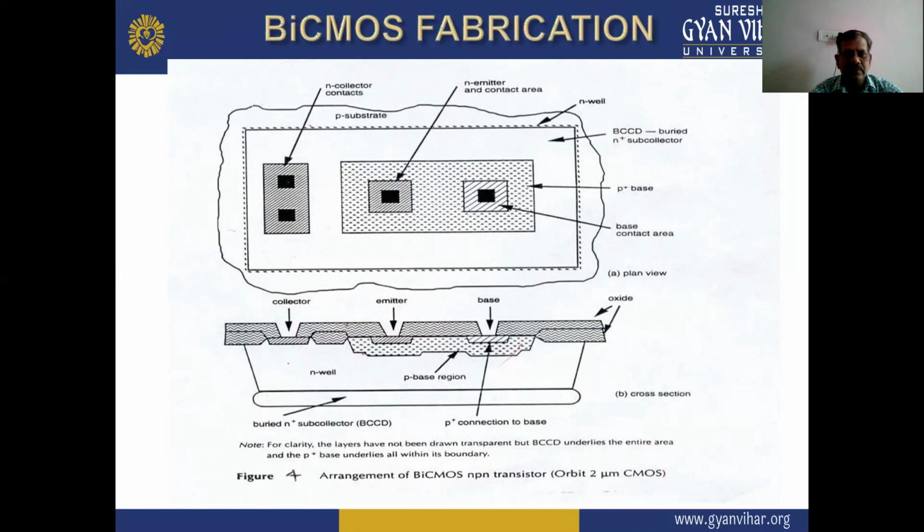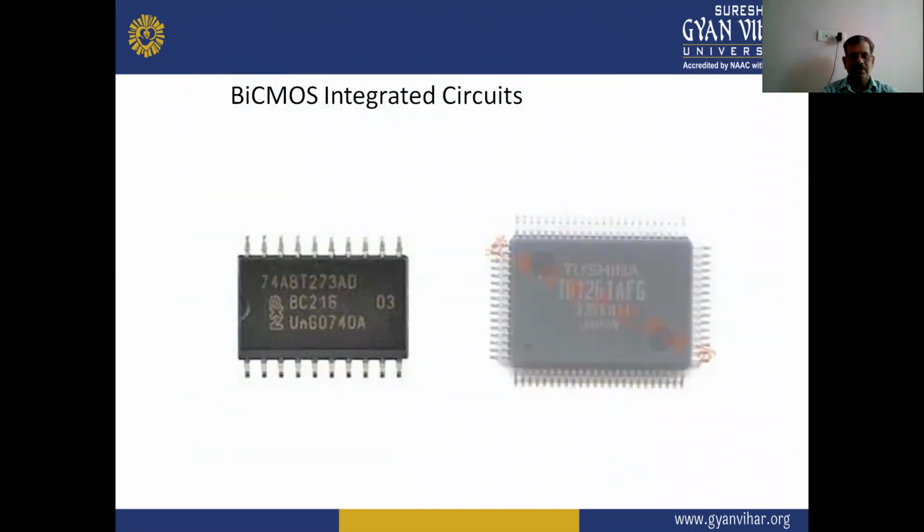So here collector, emitter, base are the 3 terminals of this device, and also an oxide layer in this diagram, and also N well and P base region here, and buried N plus subcollector and P plus connection to the base. So for clarity in this diagram, layers have not been drawn transparent, but the buried layer underlies the entire area and the P plus base underlies within its boundary. So this is the BiCMOS fabrication. This is the BiCMOS integrated IC.